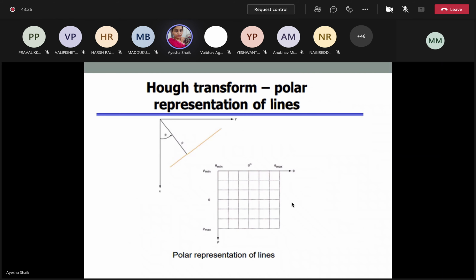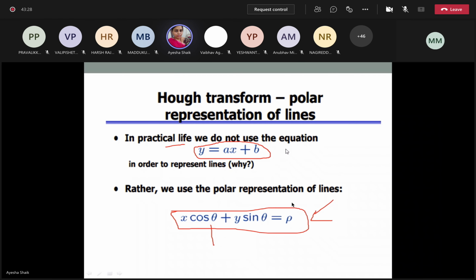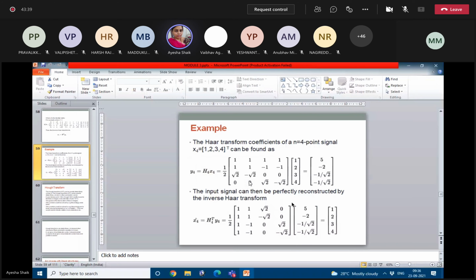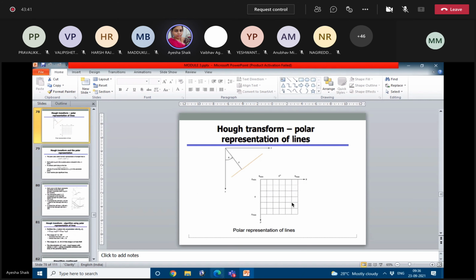Now we have to understand how we can transform from one space to another, and a point in xy space will become like this. Keep that in mind. The rest of the things we will.